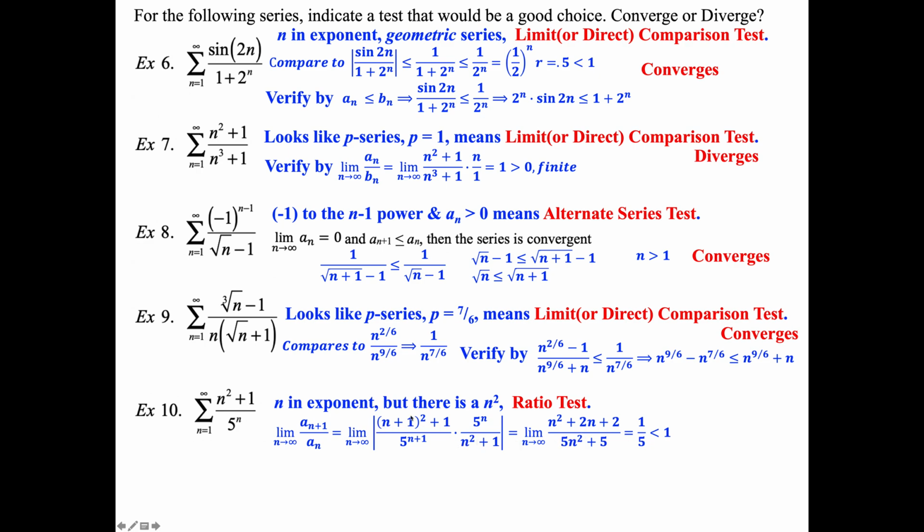And then we FOIL this out, gives you n squared plus 2n plus 1, plus the extra 1 is 2, which doesn't matter. The powers are the same. Horizontal asymptote rule, the leading coefficient is going to be your limit, which is 1/5, which is less than 1. So remember what it says: if it's less than 1, then I converge absolutely. And so therefore the whole series converges.